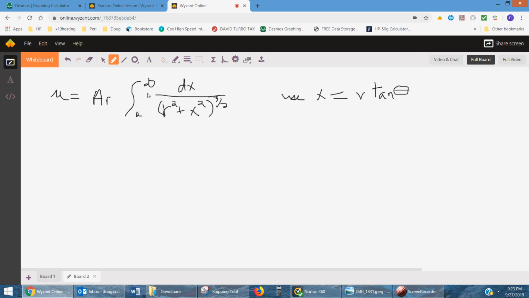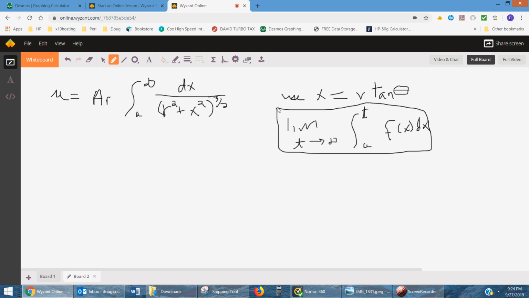And since we have an upper limit of infinity, hopefully you've had some material about finding definite integrals where at least one of the limits is infinity. Usually we say the limit as t approaches infinity of the integral from a to t, and then this thing right here, I'll just call it f of x dx. Okay, so hopefully you have had some material on that.